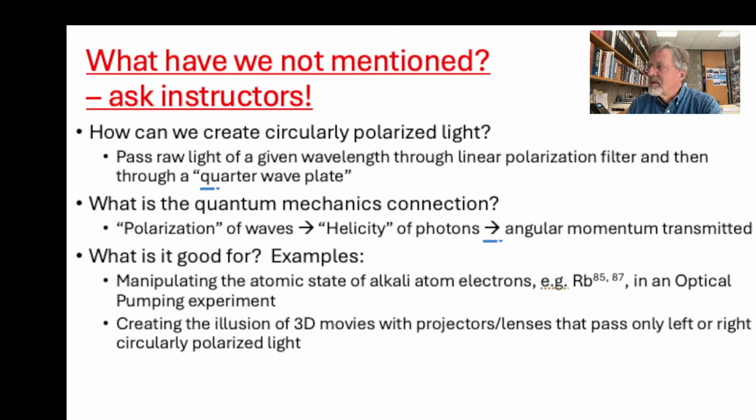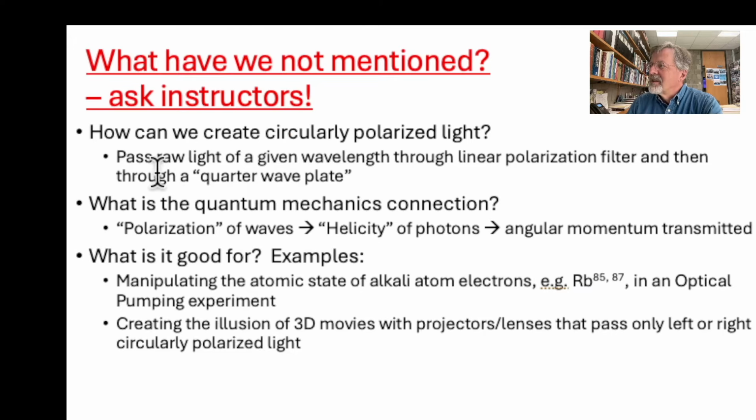But there are also some things that we didn't mention that you can please ask your instructors about. So how do you make such a thing? How do you make a circularly polarized wave? And the answer is you pass the raw unpolarized light from some random thermal source through a linear polarizing filter. That's step one to get the linear polarization.